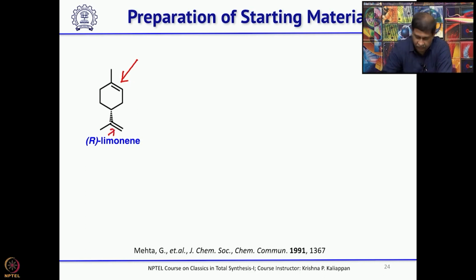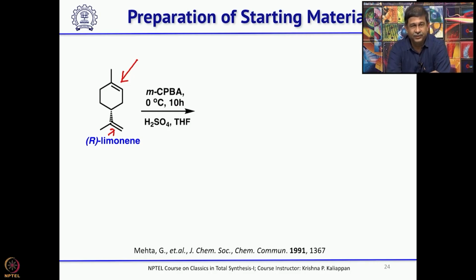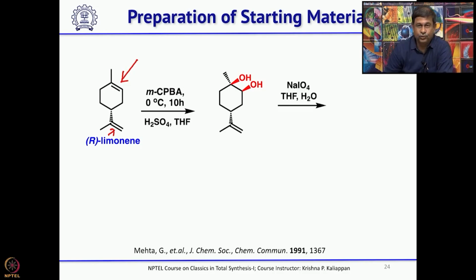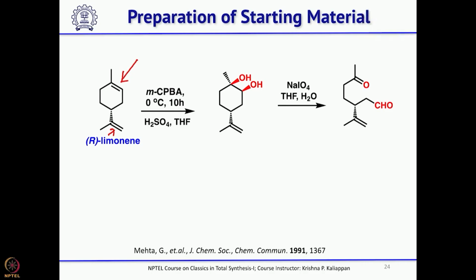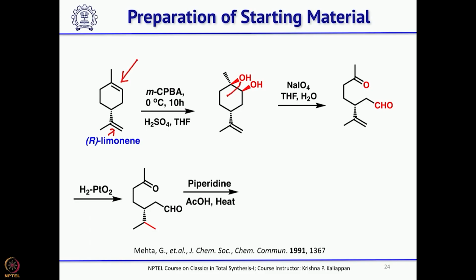So, the tri-substituted double bond was epoxidized and then opened with dilute sulfuric acid to get the corresponding diol, and that was cleaved with sodium periodate to get the ketoaldehyde, because if you cleave this you get the corresponding ketoaldehyde. Then reduce the double bond, so as to get the isopropyl group, followed by intramolecular aldol reaction, which will give you the 5-membered ring with aldehyde.